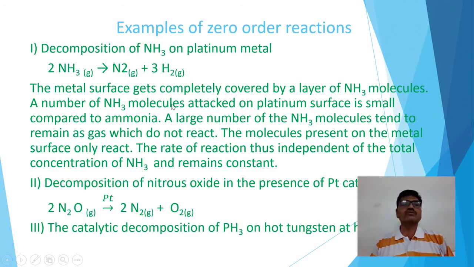But in this case it is observed that the metal surface gets completely covered by a layer of ammonia molecules. The number of ammonia molecules attached on the platinum surface, or adsorbed on the platinum surface, is small compared to the total ammonia which is present in the beaker. A large number of the ammonia molecules tend to remain as gas which do not react. The molecules present on the metal surface only react. The rate of reaction is thus independent of the concentration of ammonia and remains constant.